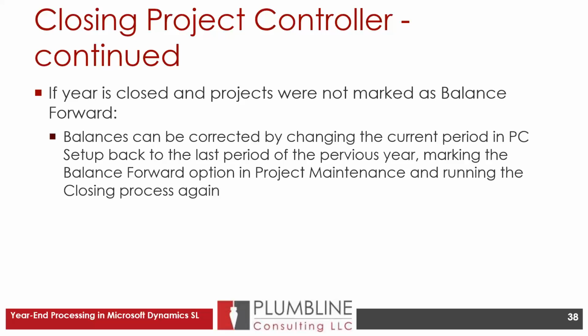If the year is closed and projects were not marked as balance forward, they can be corrected by changing the current period in the Project Controller setup screen back to the last period. In this instance, it would be changing it back to maybe 12 of 2020. Fix your projects to have the balance forward option, and then you'll run the closing process again, and it will go out and pick up that information for you.